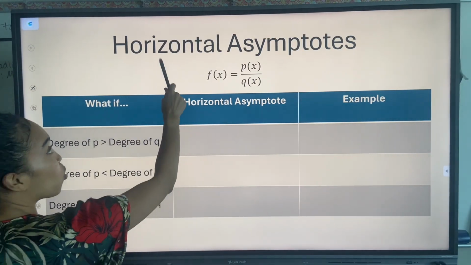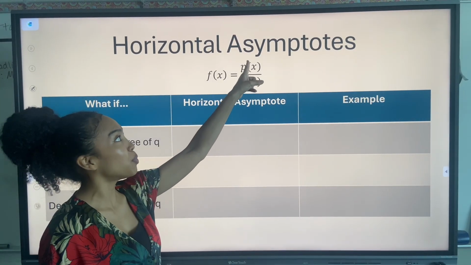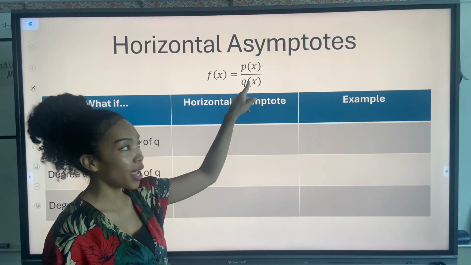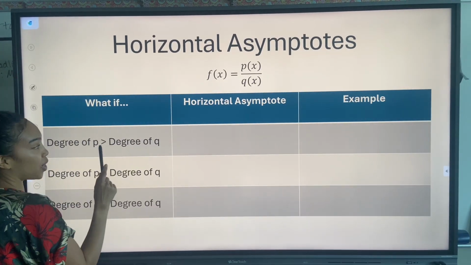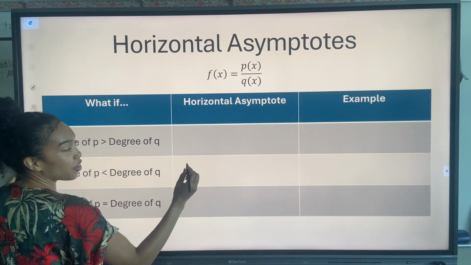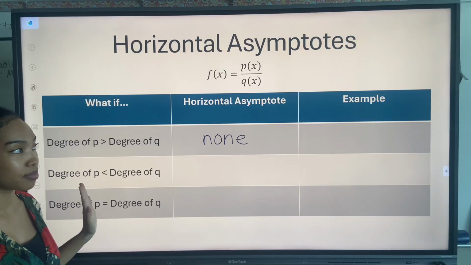Now we're going to talk about horizontal asymptotes. P stands for a polynomial and Q stands for a polynomial, okay? Now, if the degree of the numerator is greater than the degree of the denominator, that means you will not have a horizontal asymptote. There will be none.